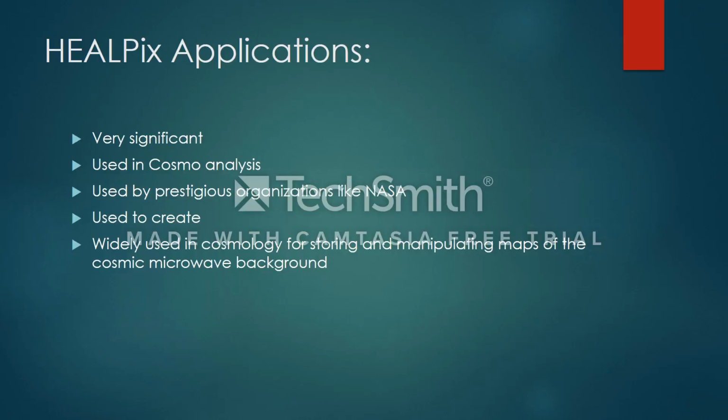What are the applications of Hill-Pix mapping? This is very significant in large scale. I mean, this is used for cosmo analysis. Prestigious organizations like NASA use this for analyzing space. Widely used in cosmology for storing and manipulating maps of the cosmic microwave background.